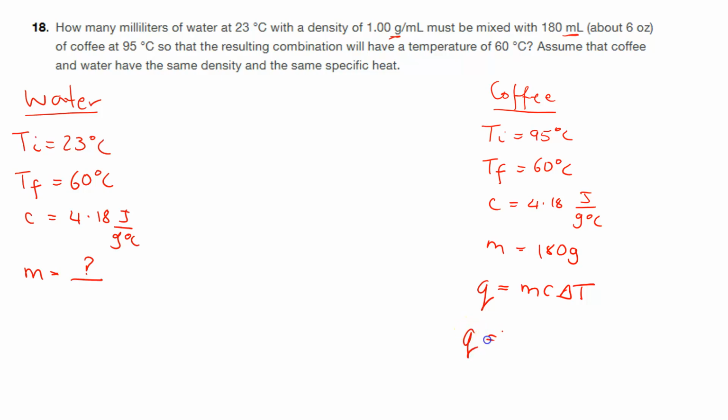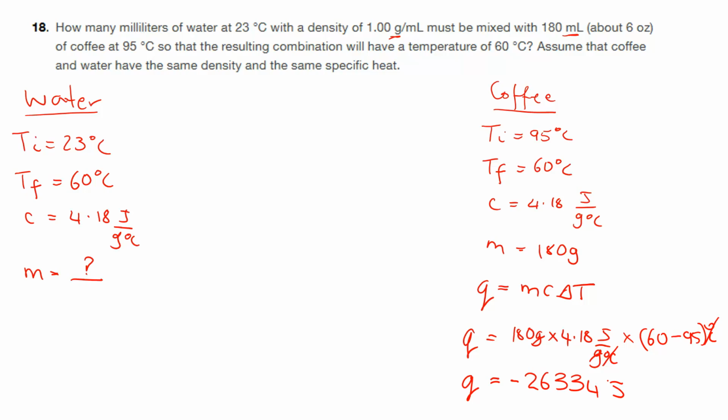So Q is equal to the mass, 180, times the heat capacity, 4.18 joules per gram per degree Celsius, times the change in temperature, which is always our final temperature minus our initial temperature. And you can see that degrees Celsius cancels and grams cancels. So put that into my calculator, and we determine that the coffee is going to lose 26,334 joules. Okay.